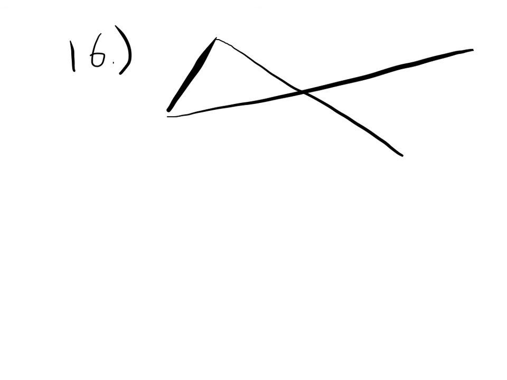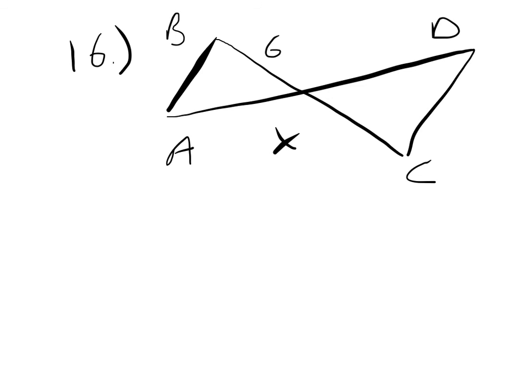Finally, last one. Number 16. We are given a diagram, A, B, X, D, C. I'm given BX is 6. I'm given AX is 8. I'm given CX is 9. And DX is 12. And I'm asked to prove line AB parallel to line CD.